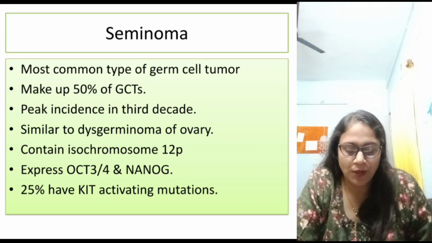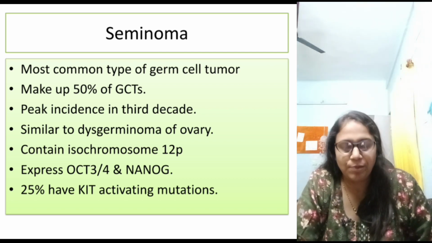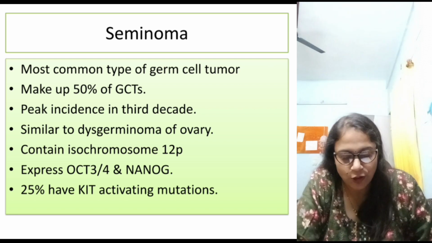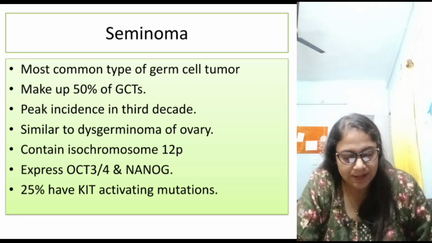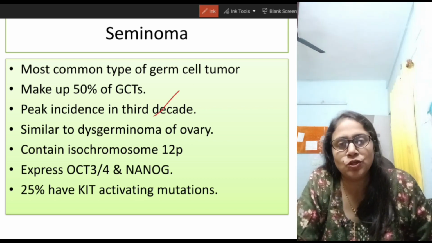Now coming to seminoma proper, it is the most common type of germ cell tumor. It makes up 50% of germ cell tumors. Its peak incidence is in the third decade. It is similar to dysgerminoma of ovary.